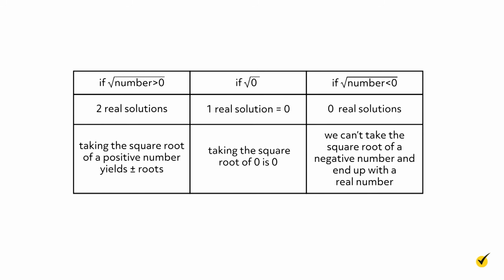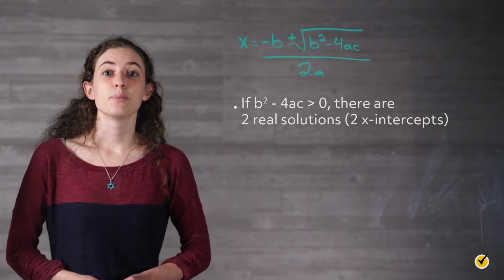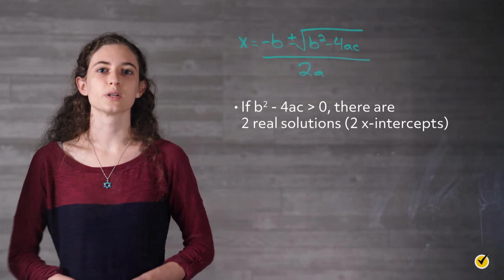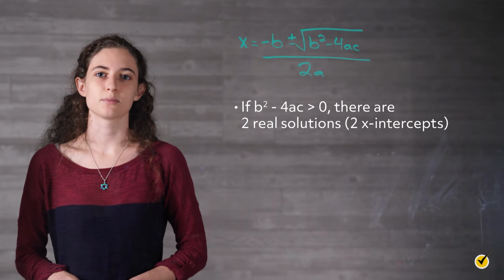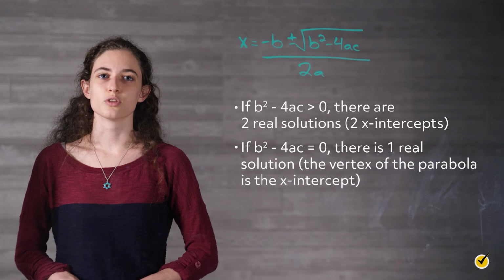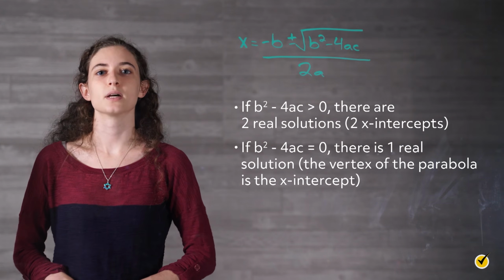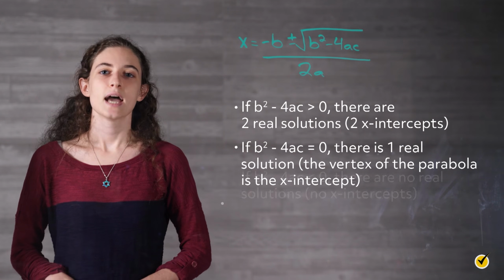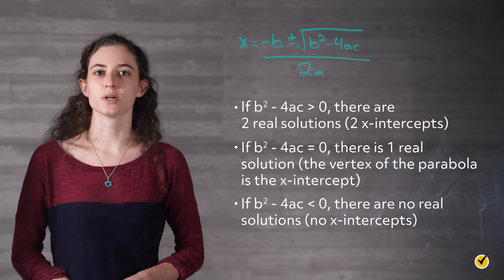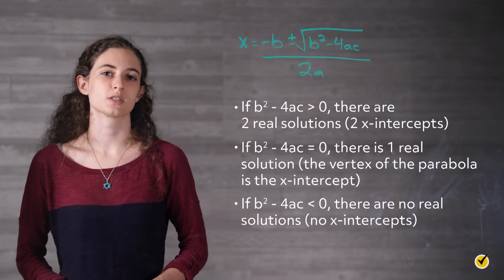So what does this have to do with the discriminant? If b squared minus 4ac is greater than 0, then there are 2 real solutions, 2 x-intercepts. If b squared minus 4ac equals 0, there is 1 real solution. The vertex of the parabola is the x-intercept. And if b squared minus 4ac is less than 0, there are no real solutions, no x-intercepts.